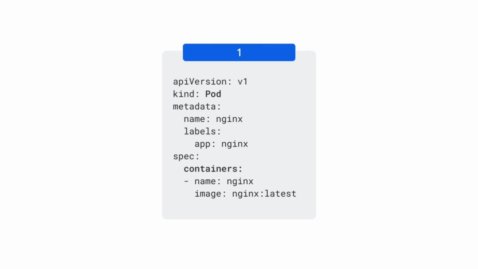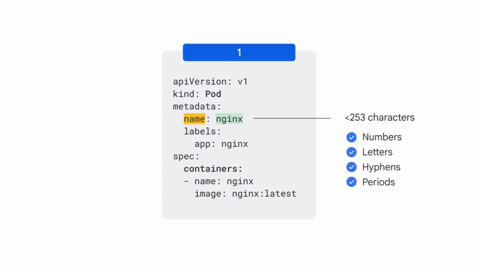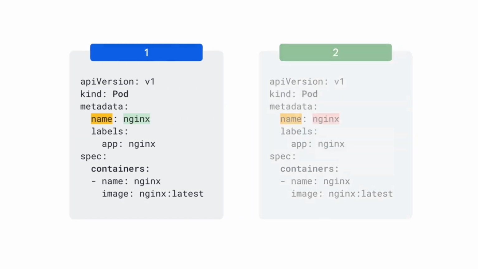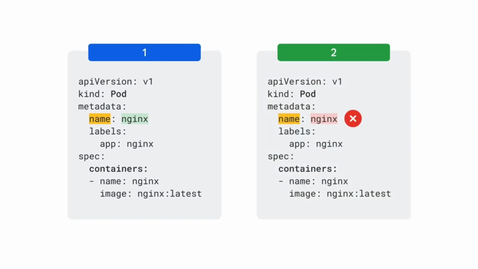Let's look at the details of an object. First, all objects are identified by a name. Names must consist of a unique string under 253 characters. Numbers, letters, hyphens, and periods are allowed. Only one object can have a particular name at the same time in the same Kubernetes namespace.